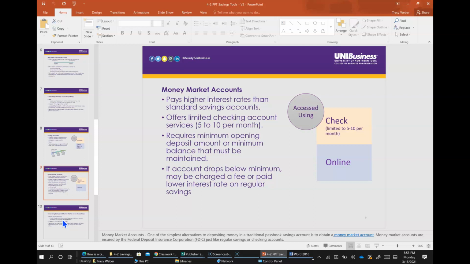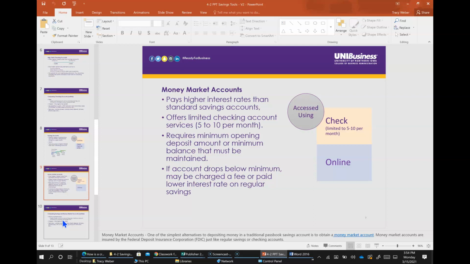In return for abiding by this restricted withdrawal activity, money market account holders receive a higher interest rate than those that are available for traditional savings accounts. A bank offering only a 0.09% interest rate on a standard savings account, for example, might offer a 0.2% interest rate on a money market account.